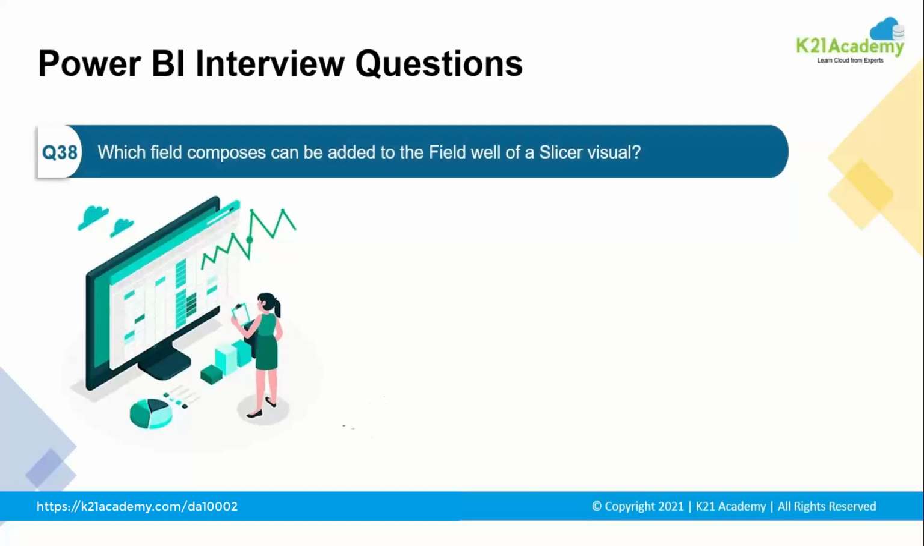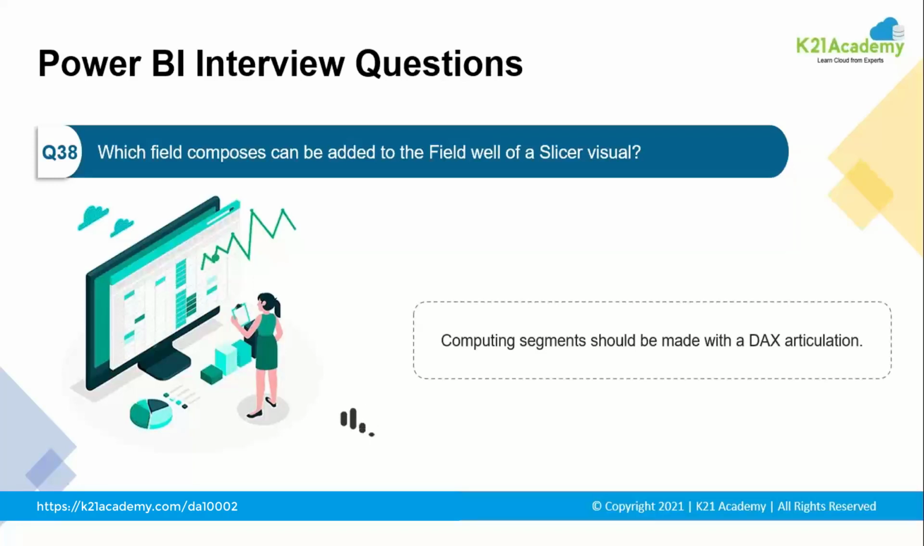Then, which field composes can be added to a field well as a silical value? So moving on to the next question, which field composes can be added to the field well of a silical visual? Okay, let's see the answer for this. Well, computing segment should be made up of a DAX architecture. So as long as it's a DAX architecture, you can add it to a silical visual.